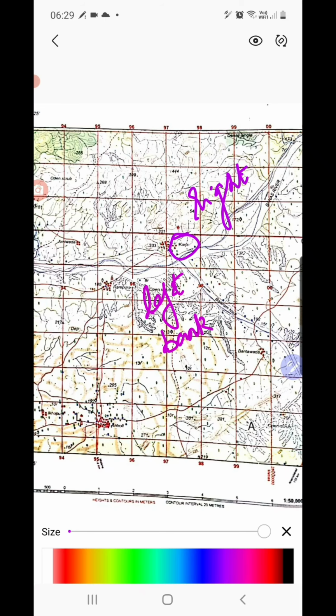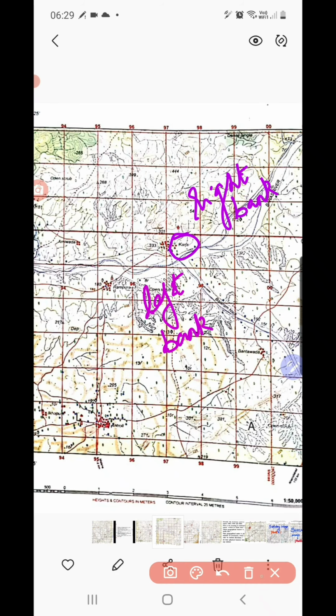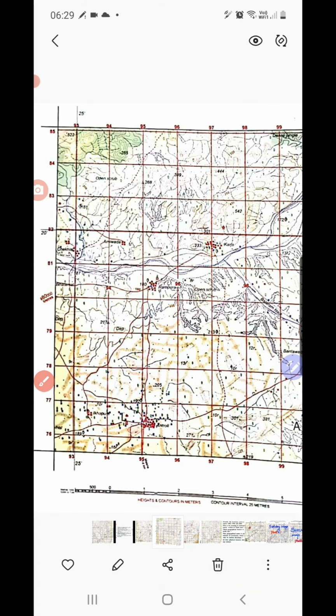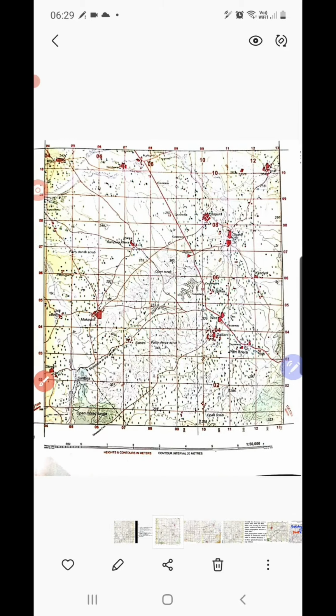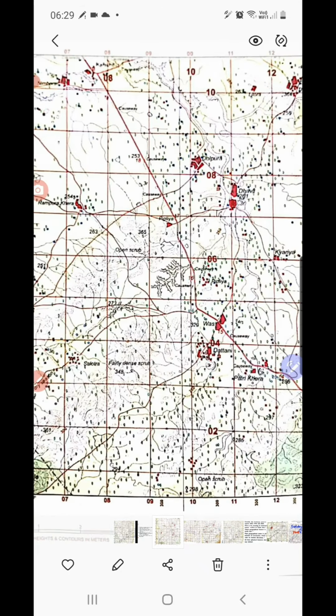Then slope of the land we discussed, then direction of the flow of the river also we discussed. Then let's see, if anything is left out, you can ask me if you have any doubt. I hope that everything is discussed. You see vegetation, open mixed jungle is found here. This is the vegetation. So wherever the green color is found, that is vegetation.